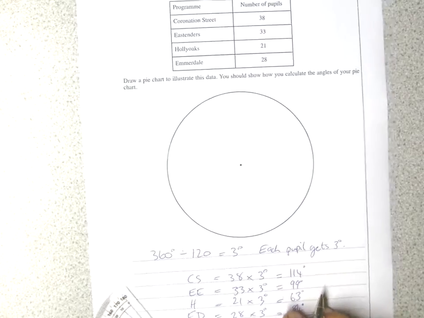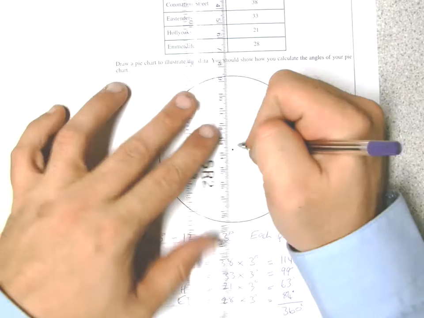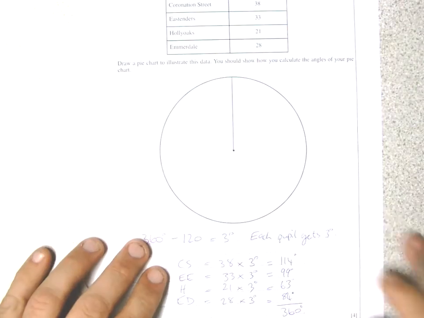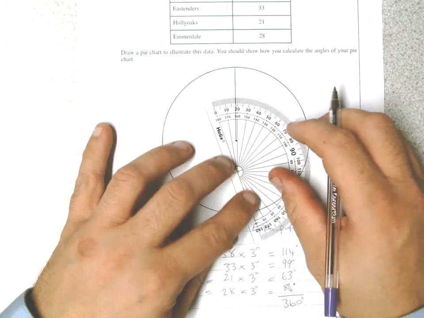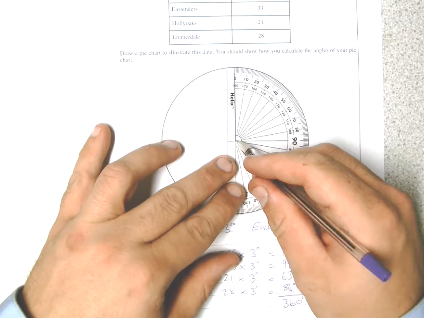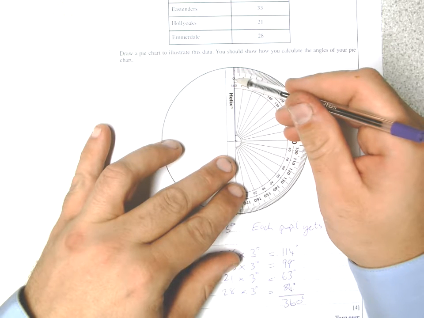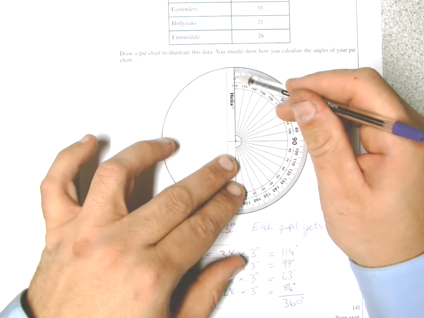Now, when it comes to putting this on here, I would start with a line. It doesn't matter where you draw it. A vertical line might help you. And then we start measuring from there. Now, get your protractor. With the protractor, make sure the center is on the center point of the circle, and then your baseline lines up with the line you've just drawn, and you've got 0 there. You can see 0 is literally on top of the line I've drawn.